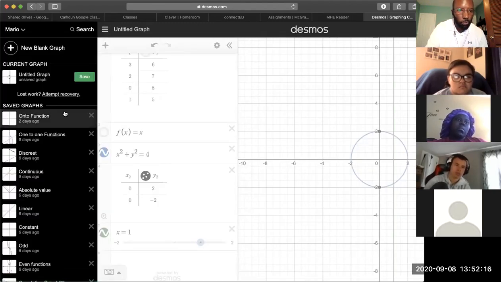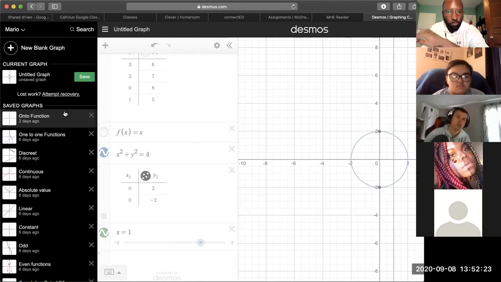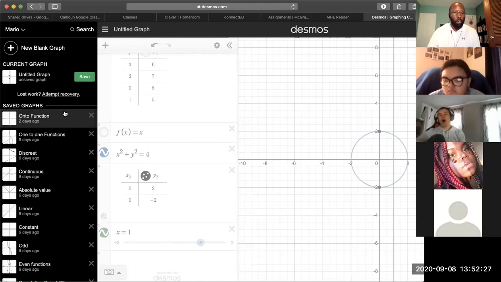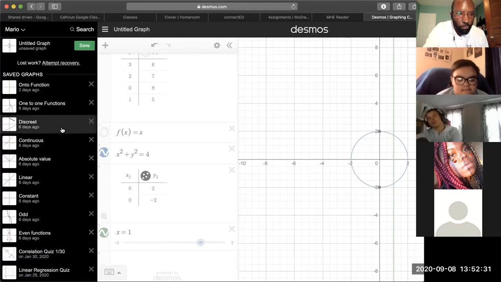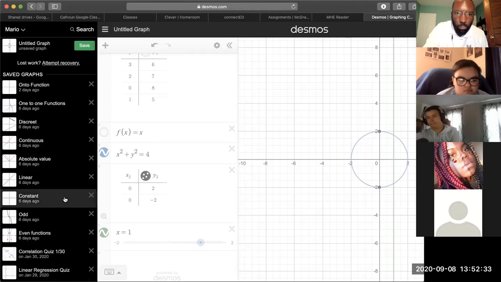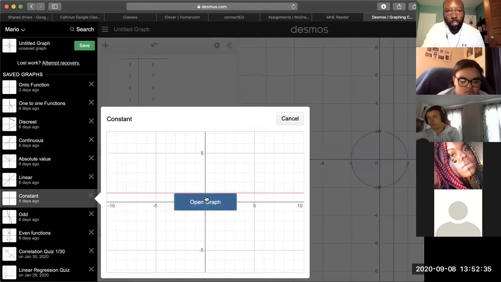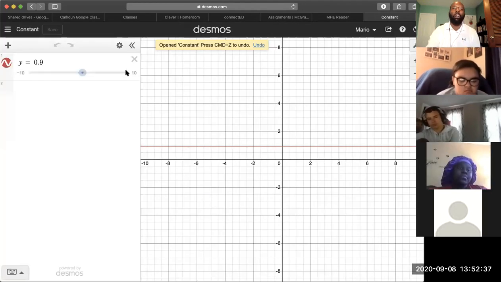But I just want to talk right now about 3 specific types of functions. So you might want to write these down somewhere if you haven't. I want to talk about 3 specific types of functions that we're going to come back to. But the first type of function is what's called a constant function.